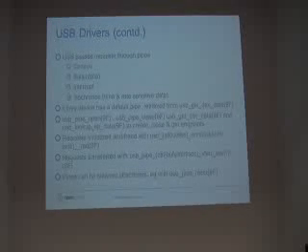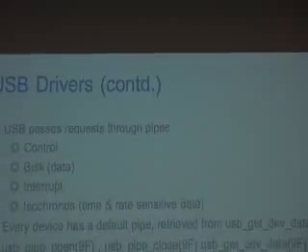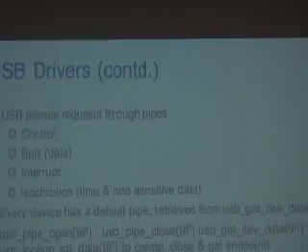And every device has a default pipe retrieved from USB get dev data. These functions, USB pipe open, close, get dev data, and lookup, you use them to create, close, and get endpoints. Requests can be initialized and freed with USB alloc and free, control, bulk, interrupt, isoc request. There's a whole lot of functions, so instead of writing them out individually, I've just put a little thing right here. And requests can be transferred with USB pipe, whatever transfer.